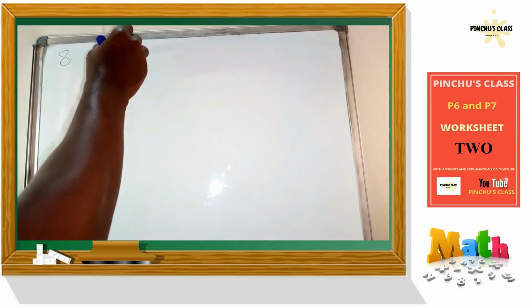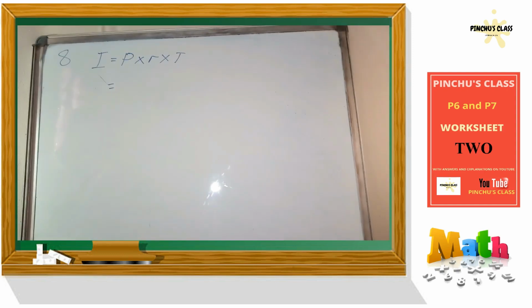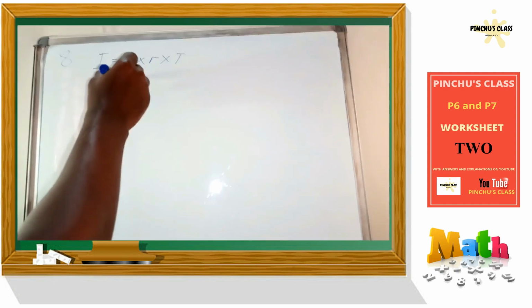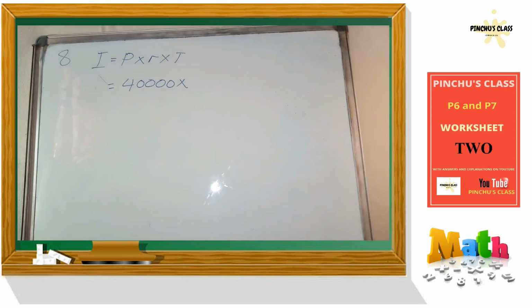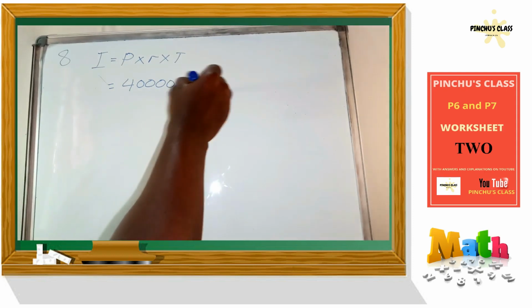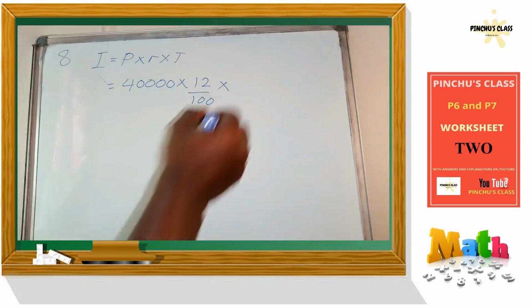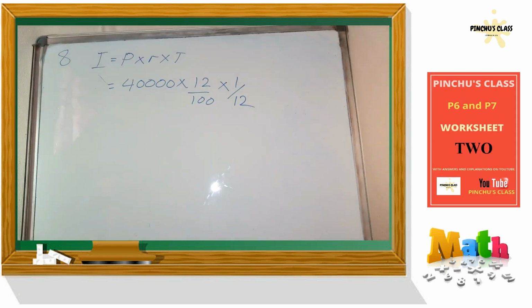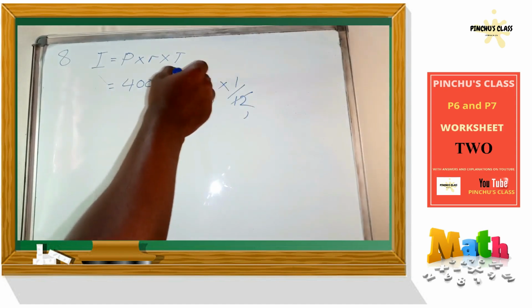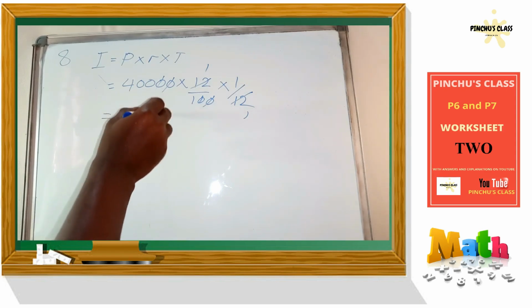So interest is equal to principal times rate times time. So our principal is going to be 40,000 shillings times our rate, which is 12%, which is 12 out of 100, times our time, they have told us 1 month. So 1 month is 1 out of 12. You can see that this will cancel with that, these 2 zeros will go with that. So our interest is going to be 400.